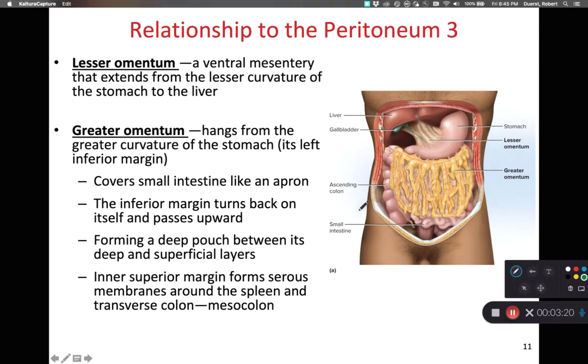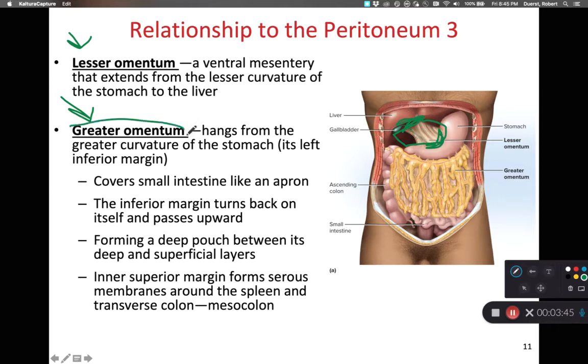So as we look at this, we have the lesser omentum and the greater omentum. The lesser omentum is located right here. It's going to be a mesentery between the lesser curvature of the stomach, so that little concave curve of the stomach, and the curve of the liver, that inferior margin of the liver. It helps to keep the stomach nestled up tight to the liver.